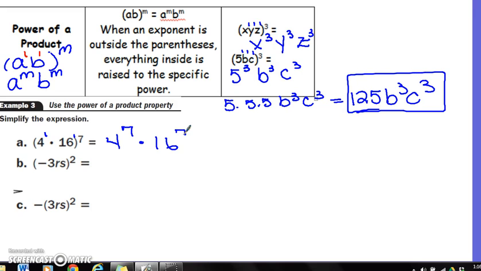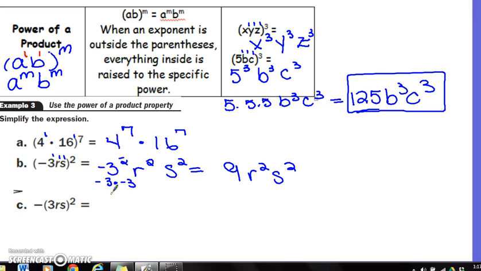All right, next one. Where are my hidden ones? 3, the r in there. Yep. So we'll have negative 3 to the 2. We'll have r to the 2. And we'll have s to the 2. But we know what negative 3 squared is, don't we? Not negative 6. Positive 9. Because it's negative 3 times negative 3. Negative 3 times a negative 3 gives you a positive 9.